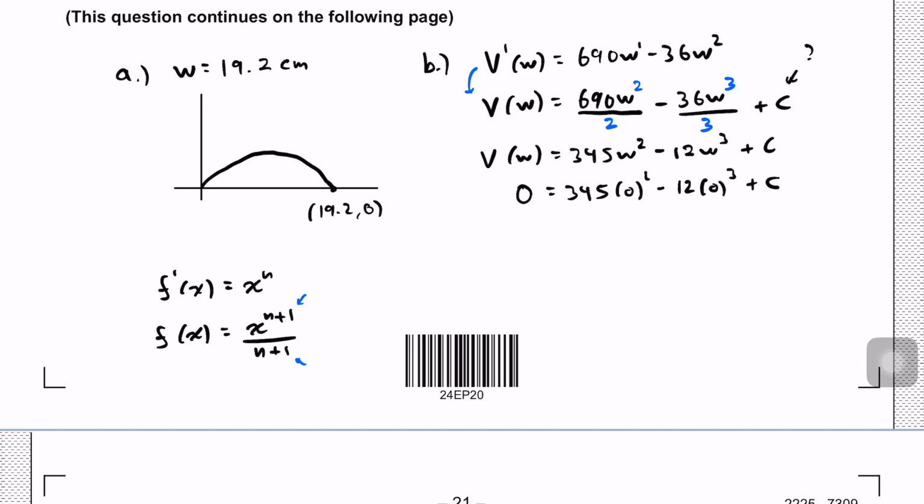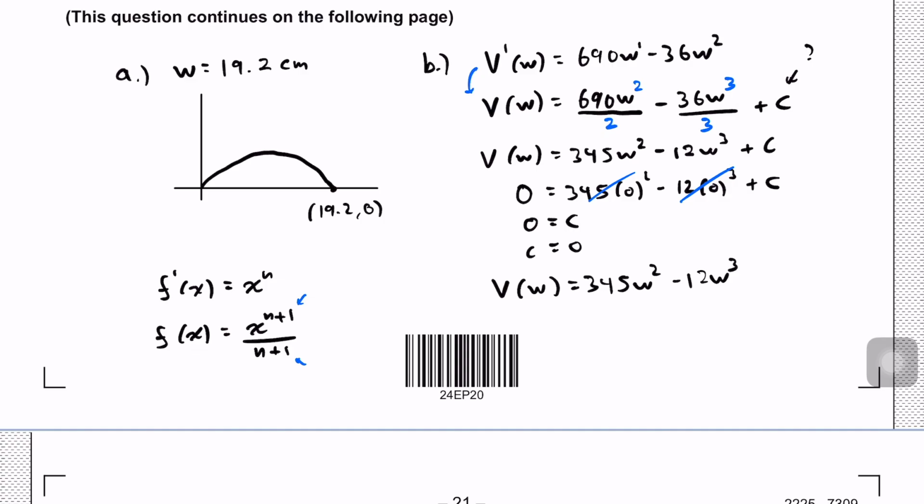And what does that mean? That means this would go to 0, this would go to 0, and C itself would equal 0. Let me rearrange that just to make it clear. 0 is equal to C, or C is equal to 0, which means that our function in the end is V of w equals 345 w squared minus 12 w cubed. And that's our function relating volume and width.